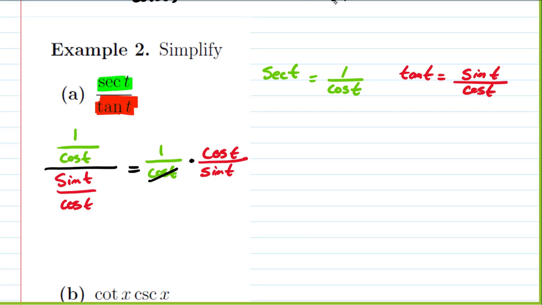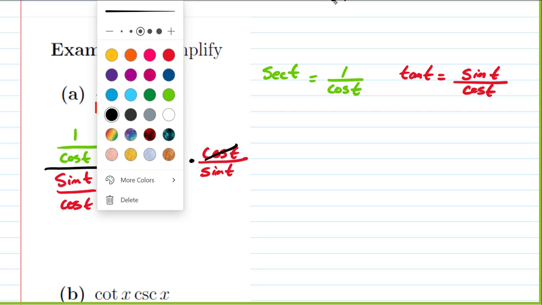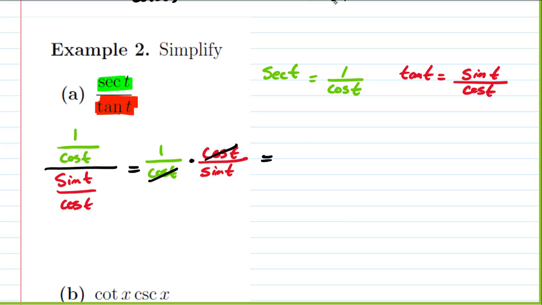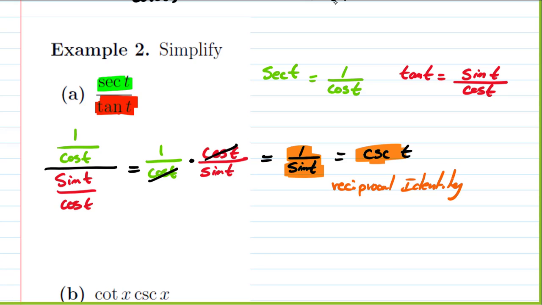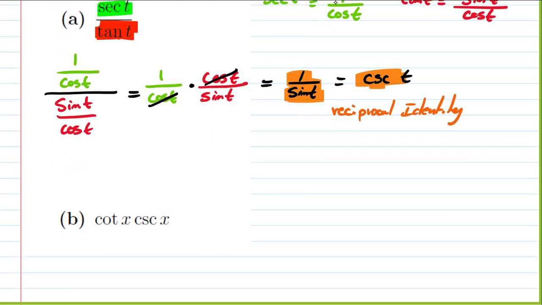Now we have a cosine in the top and a cosine in the bottom. So they reduce out, and we get 1 over sine t. And we can rewrite 1 over sine t as the cosecant of t. And that's our reciprocal identity. All right. Let's take a look at our next one.